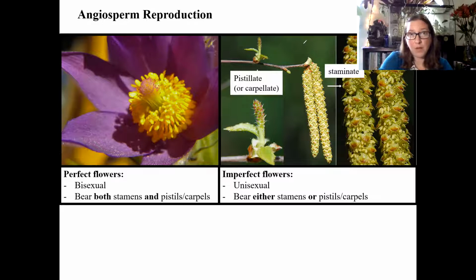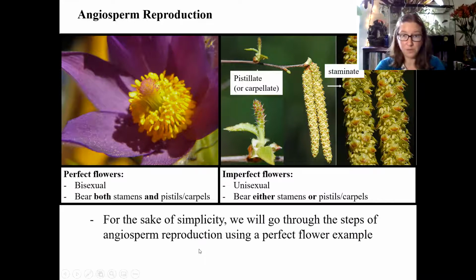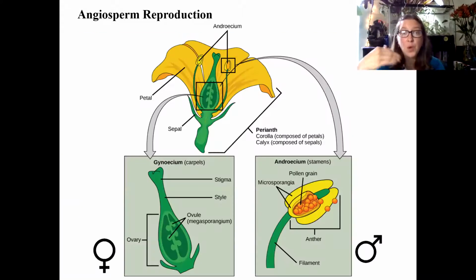But in order for us to talk about angiosperm reproduction, I'm going to use a perfect flower for the sake of simplicity as we go through this. So, here's a flower. And on the flower, there are male reproductive structures, the stamens, and there are female reproductive structures, the carpels, right?